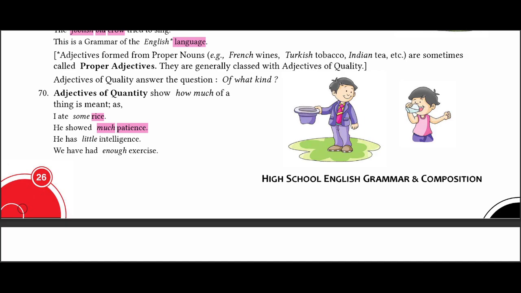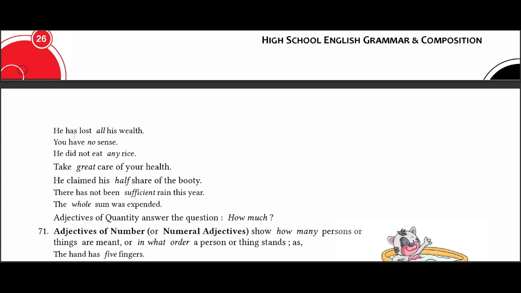He has little intelligence. Intelligence is a noun and is an uncountable noun. It is an abstract noun. Little, this adjective is telling the quantity. How much intelligence? Little intelligence. We have had enough exercise. Exercise is a noun, an uncountable, abstract noun. Enough is telling the quantity of this noun. How much exercise? Enough exercise. Now, he has lost all his wealth. Wealth is a noun, an uncountable one. All is telling the quantity of this noun.